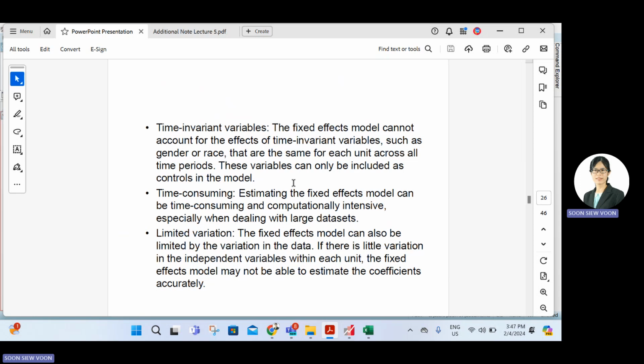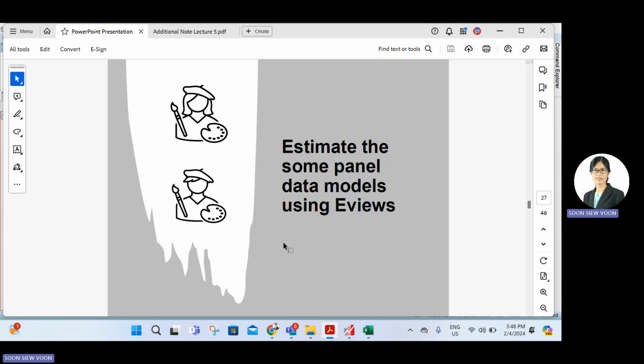So you can only use that variable as a control, it cannot be the main variable. Another limitation is that it is time consuming, because estimating the fixed effect model can be time consuming and computation intensive if you have a very huge data set. The fixed effect can also be limited by the variation in the data set, so limited variation. This is another challenge you have to take into account if you want to adopt the fixed effect with your data set.